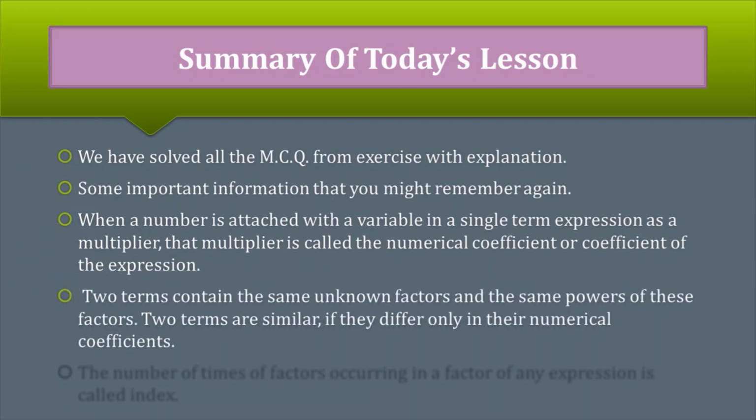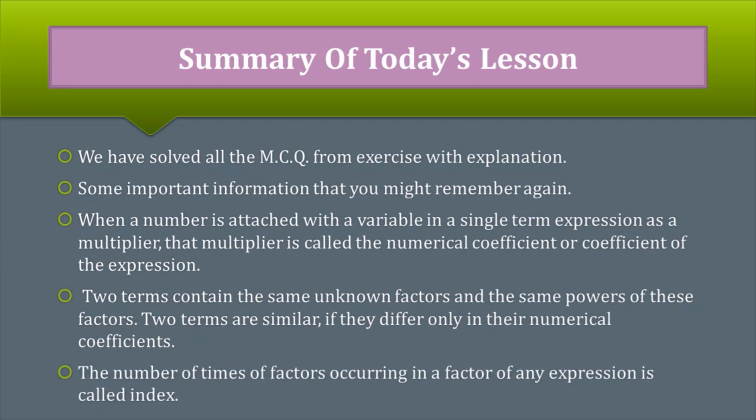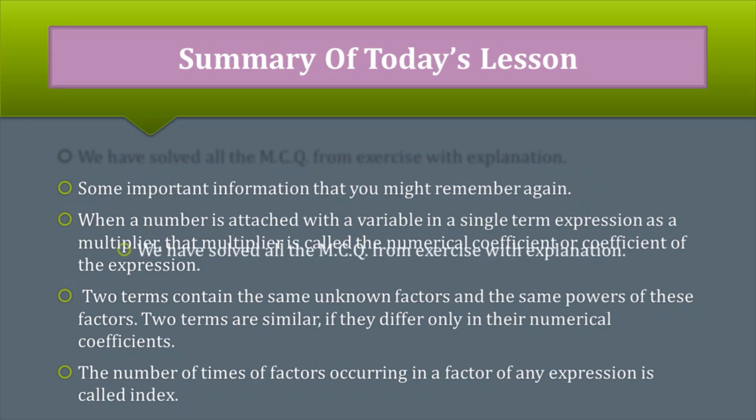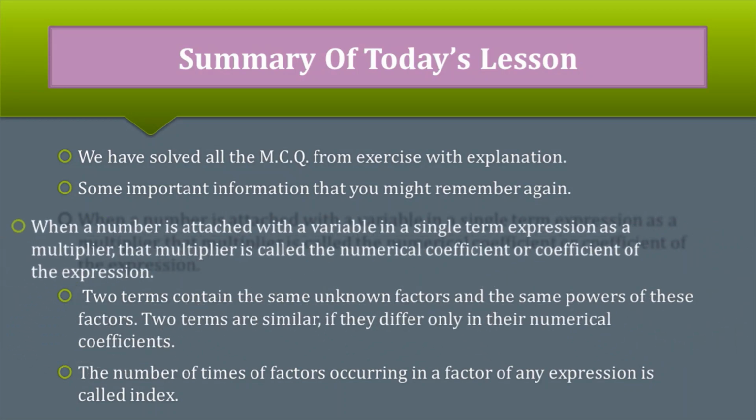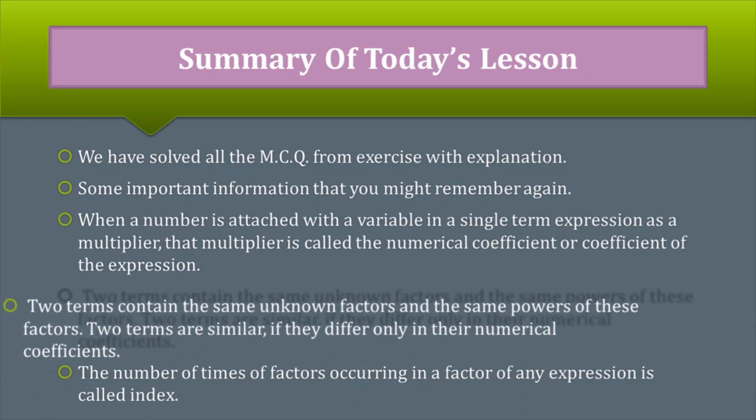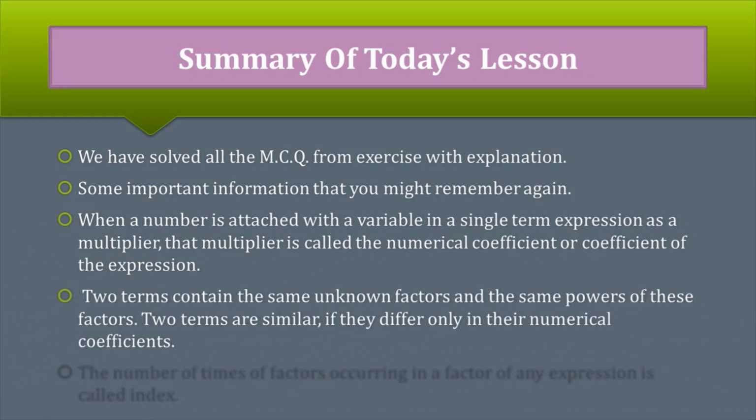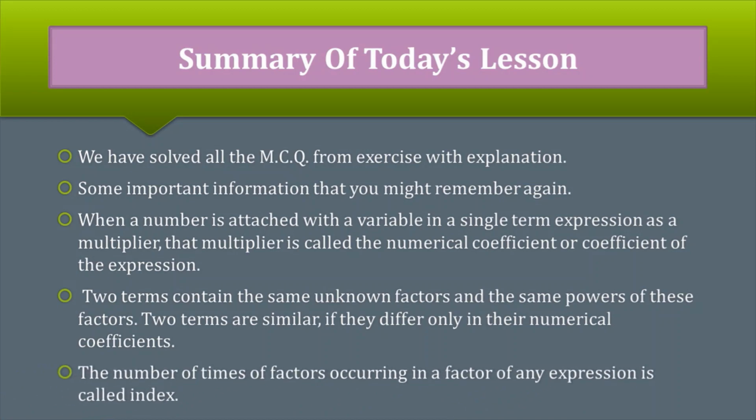Two terms contain the same unknown factors and the same powers of these factors. Two terms are similar if they differ only in their numerical coefficients. The number of times a factor occurs in any expression is called the index. So that is the summary, my dear. As you can see, the important definitions of coefficient and similar terms, along with the index.